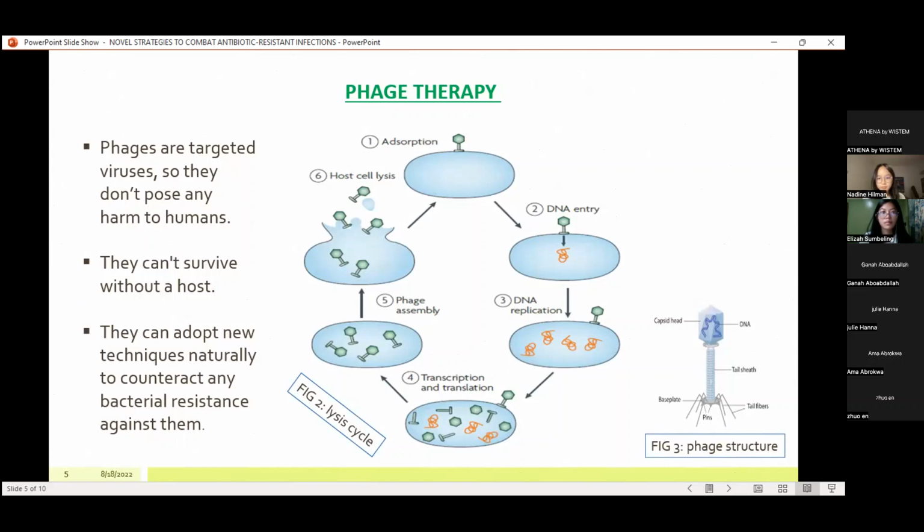These phages then produce endolysin, which is a powerful enzyme that punctures the bacteria and causes it to burst. So when the bacteria bursts, the phages in it go to other bacteria and also burst them. This is called the lytic cycle. And we can see the tail of the phage here.